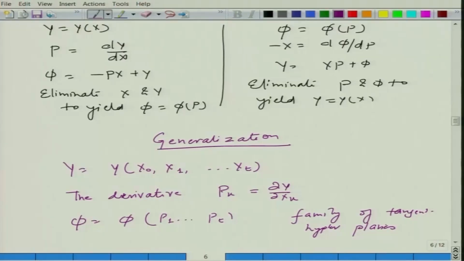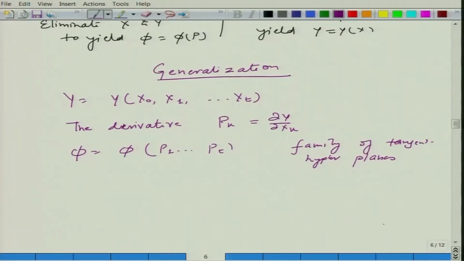Okay. And the definition of phi would be y minus summation of all the slope multiplied by x of k. Okay. So, this is by definition here. So, if you take the derivative here, d of phi, then you can show that this is nothing but minus summation x k dp k. Okay.